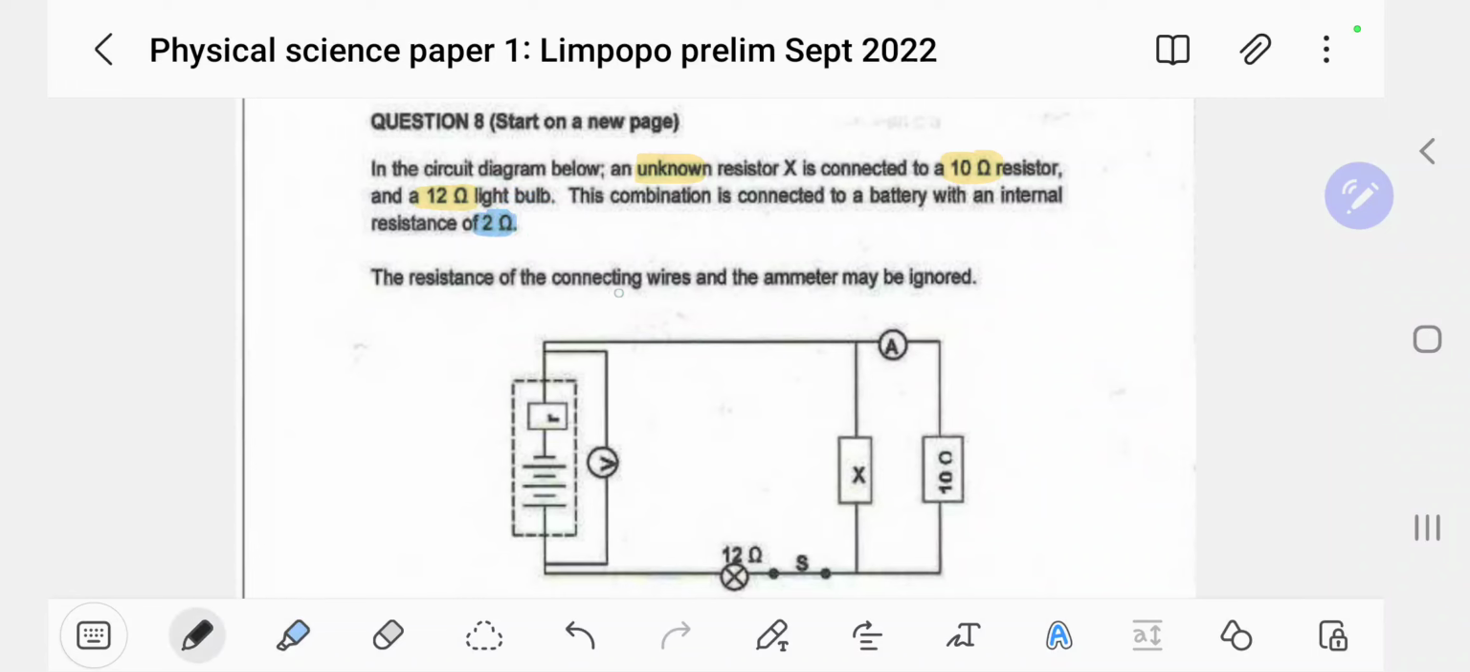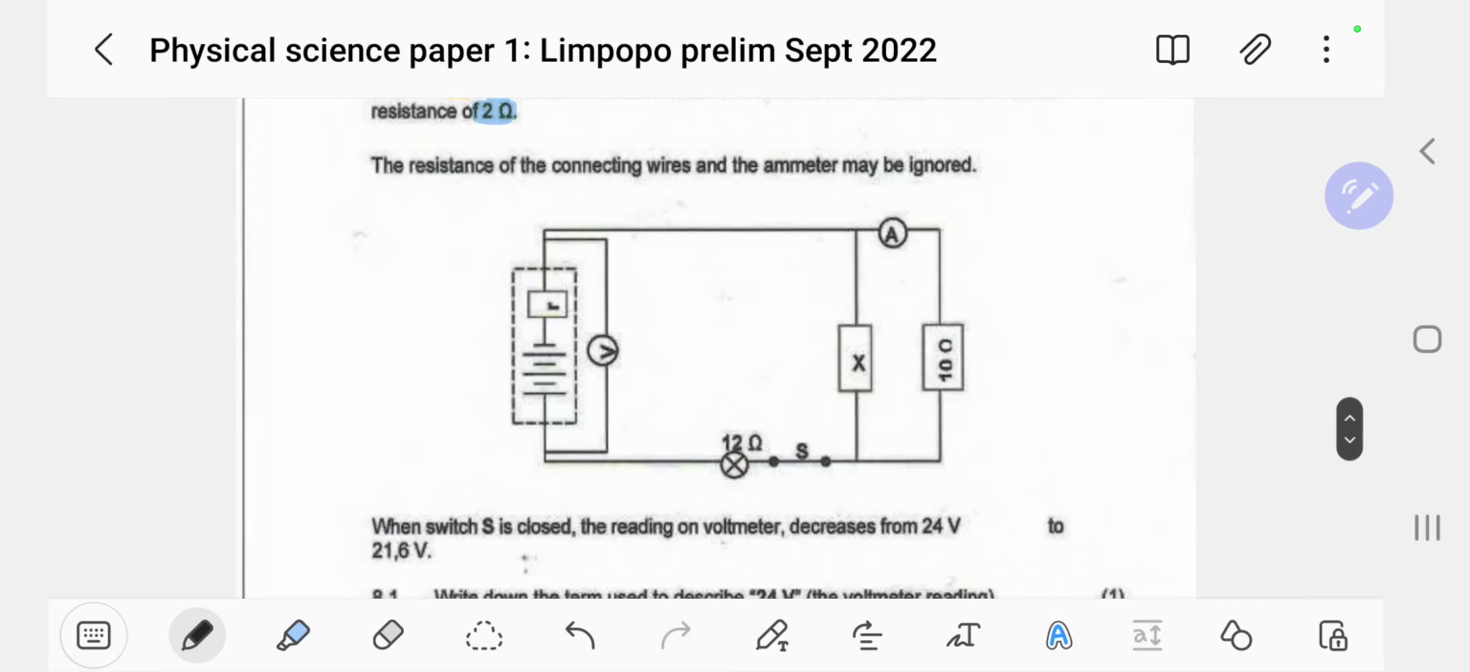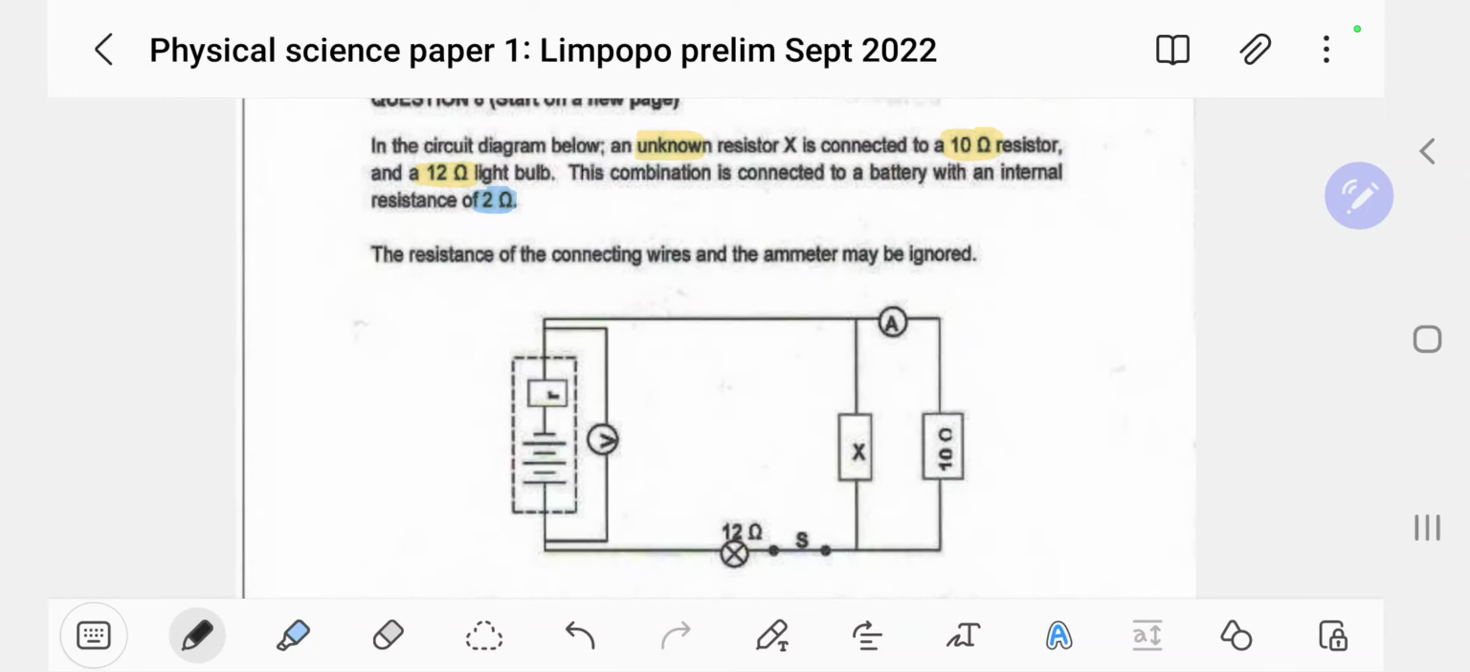Now, the resistance of the connecting wires and the ammeter may be ignored. Okay, fine, always is the case. So is all of what we have up there? Yeah, it's all written in. Of course, this one is 2. They just wrote R in there. Okay, it's 2 ohms. Not a problem.